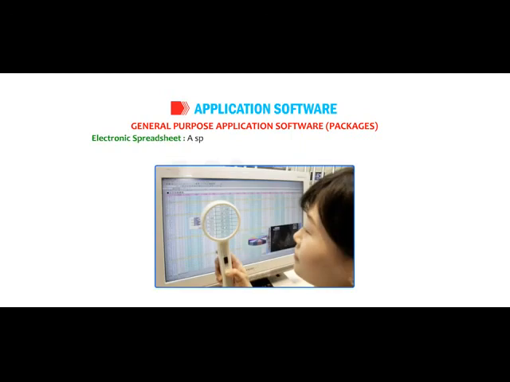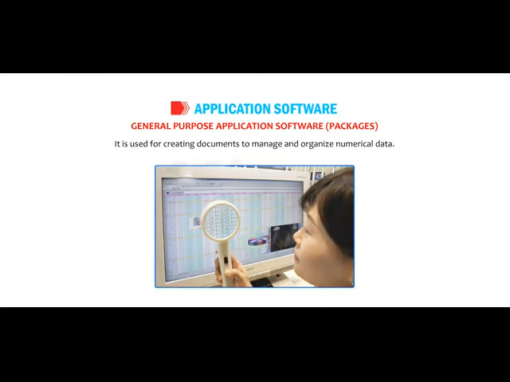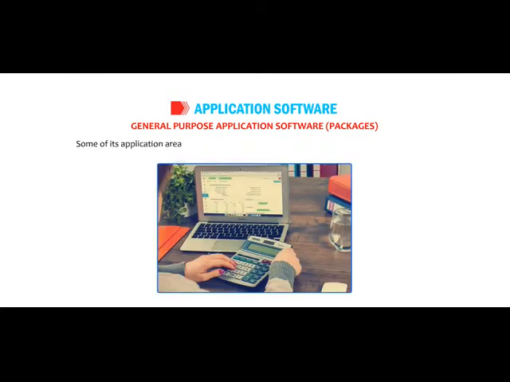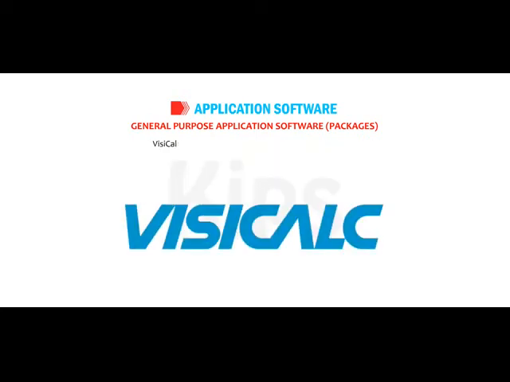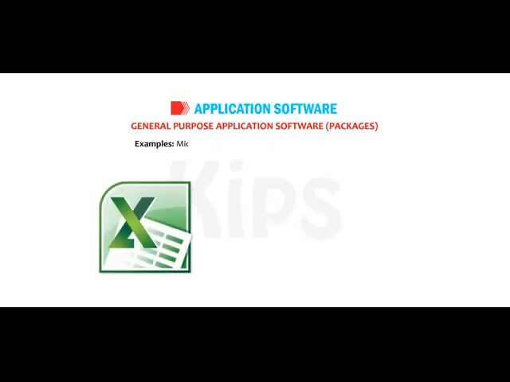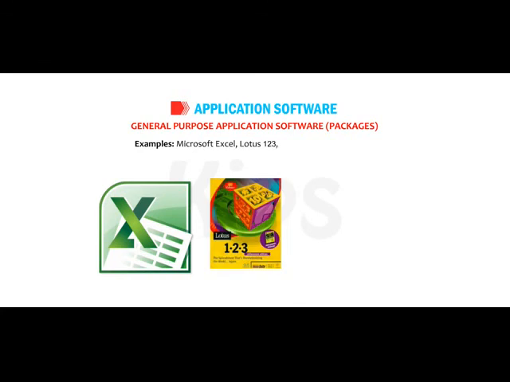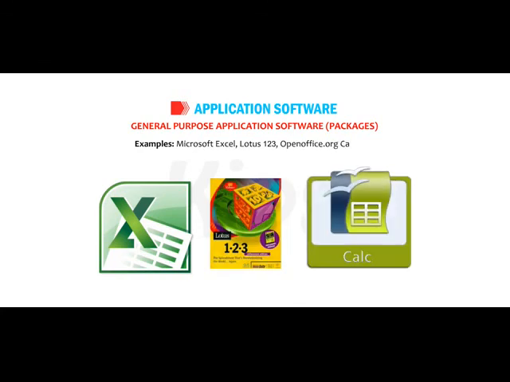Electronic spreadsheet. A spreadsheet program helps us to perform calculations and display the data in the form of a chart to analyze it in a better way. It is used for creating documents to manage and organize numerical data. Some of its application areas are financial accounting, cost analysis, interest calculations, etc. VisiCalc was the first computer spreadsheet program. Examples: Microsoft Excel, Lotus 123, OpenOffice.org Calc, etc.